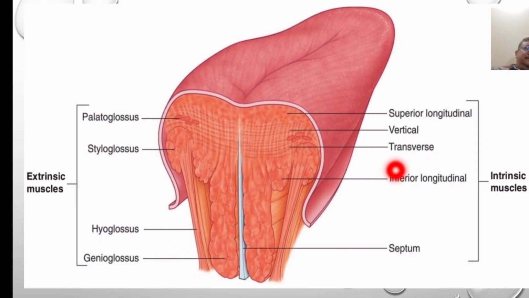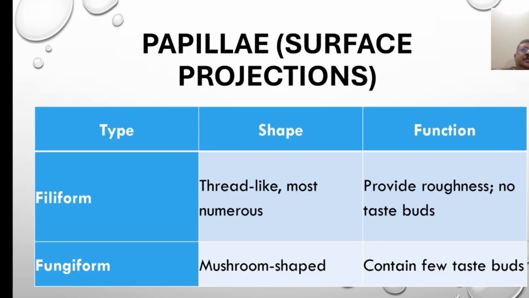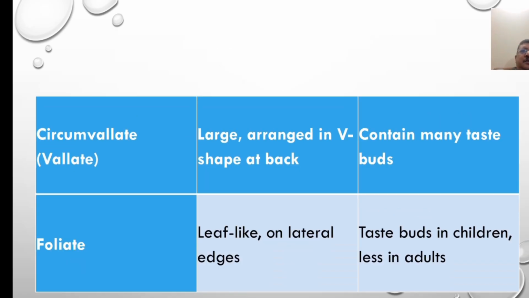These are the types of intrinsic muscles, that is superior longitudinal, vertical, transverse, inferior longitudinal, and septum. Papillary surface projections. Filiform, that is thread like, most numerous, provide roughness to taste buds. Fungiform, mushroom shaped, contain few taste buds.